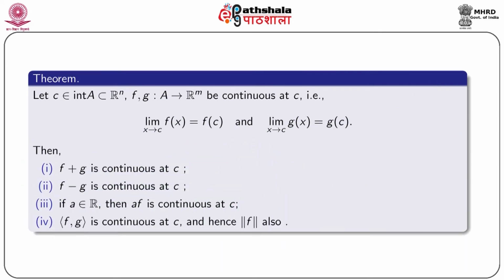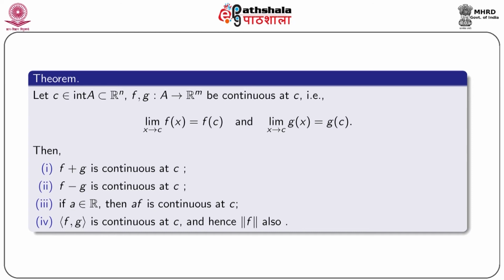Now, some results regarding continuity. Let A be a subset of Rn, c is an interior point of the set A, and f and g are two vector fields defined on the set A which are also continuous at that point c. That is, limit of f(x) as x tends to c equals f(c) and similar result for g also. Then we have their sum f plus g and their difference f minus g, both are continuous at the point c.